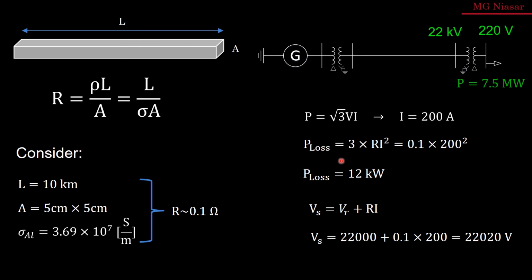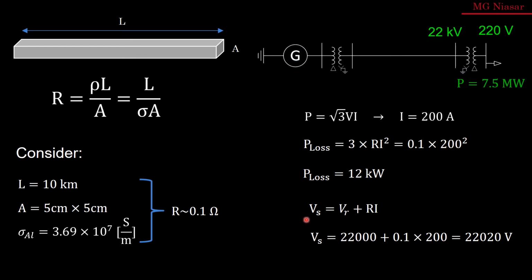It's actually much less than in reality. And the reason is that first, the cross-section that I consider here is very large for that power level, for 7.5 megawatts. And the second thing is that there are also two transformers here, each of which has some amount of losses, which I haven't considered in this calculation.